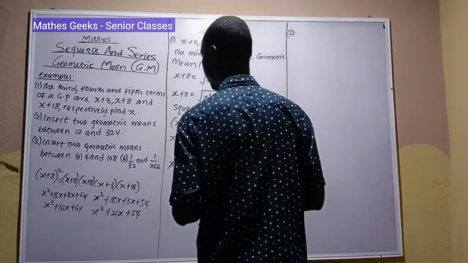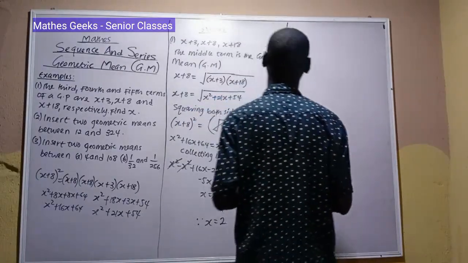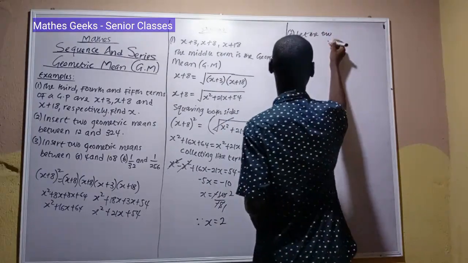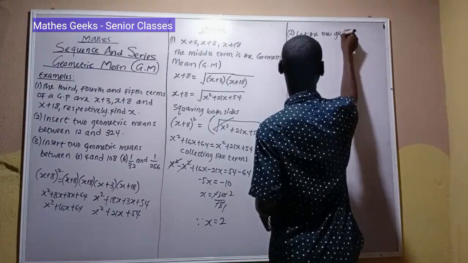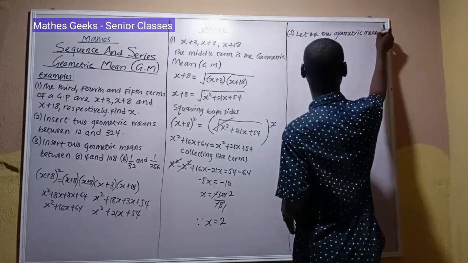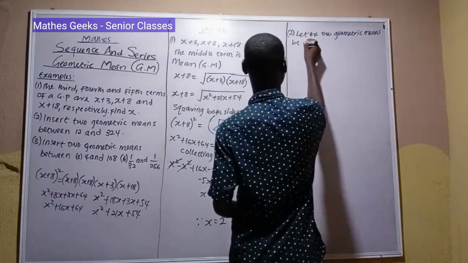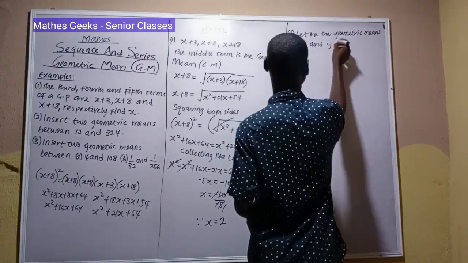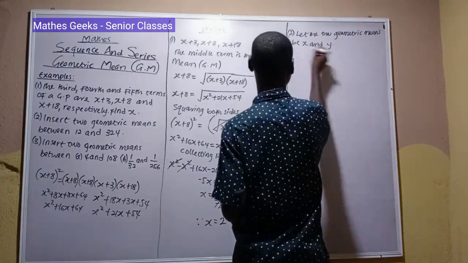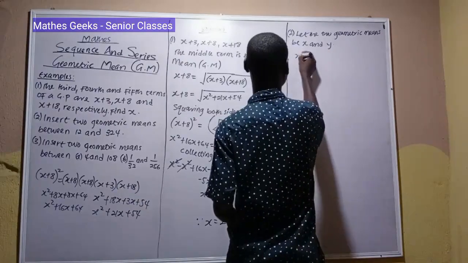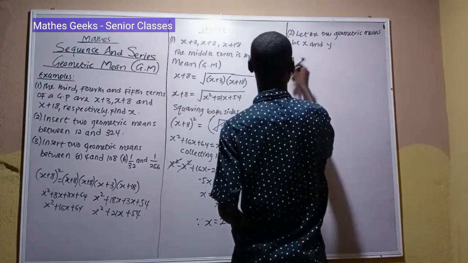Insert two geometric means between 12 and 34. Let the two geometric means be x and y. Therefore the sequence is 12, x, y, 324.